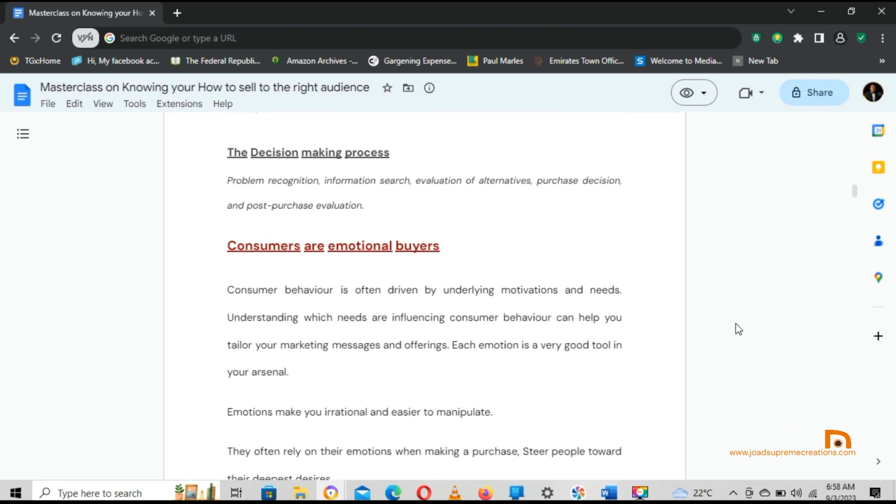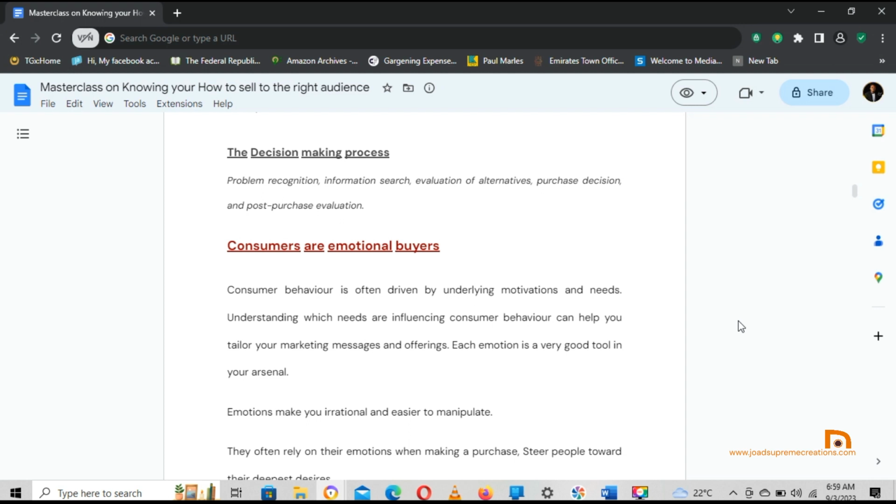Now going by the first one, consumers are emotional buyers. Consumer behavior is often driven by underlying motivations and needs. Understanding which needs are influencing consumer behavior can help you tailor your marketing messages and offerings. Each emotion is a very good tool in your arsenal. What you must understand is that people buy with their emotion, that they use emotion to buy. People are emotional buyers, and you are also an emotional buyer.